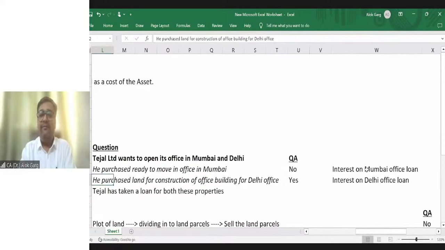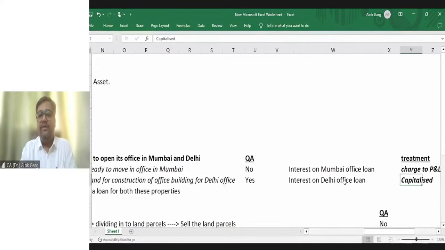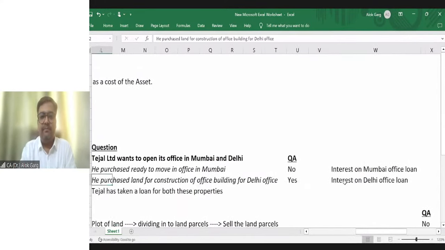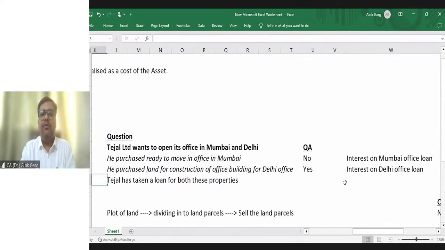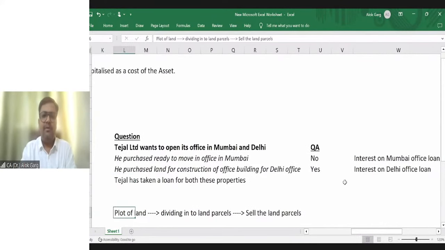Agile purchased land for construction of an office building for the Delhi office. For the Mumbai office, he purchased a constructed office, a ready to move in office. But for the Delhi office, he purchased the land and now he started construction. Is it a qualifying asset? Answer is yes. So interest on the Delhi office loan is going to be capitalized. Agile has taken a loan for both these properties, right?